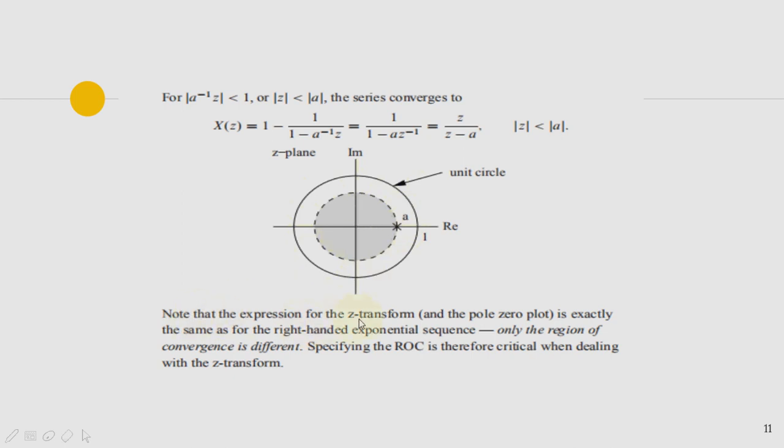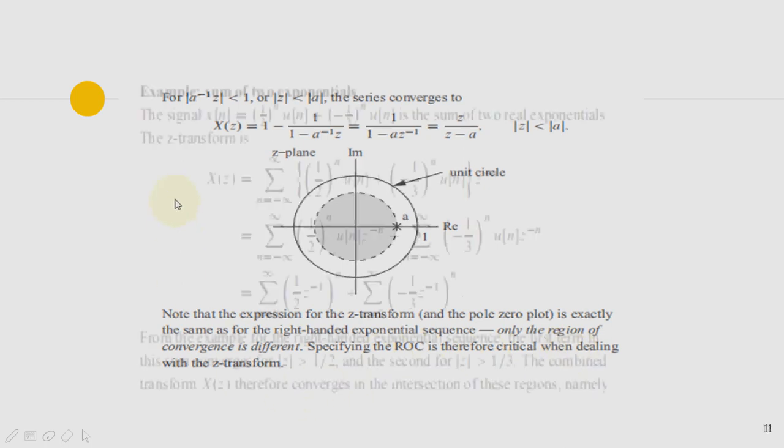So this expression for the Z transform and the pole-zero plot is exactly the same as the right-handed exponential sequence. The only difference is the ROC. So specifying the ROC is therefore critical when dealing with the Z transform.